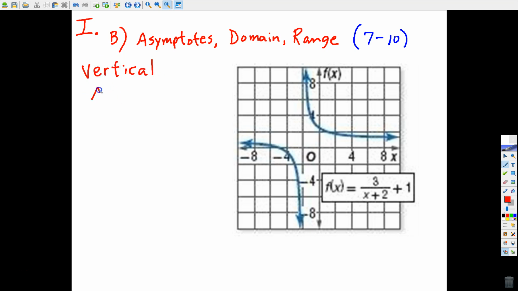We'll start with a vertical asymptote. Vertical lines always start with x equals. So Casey, can you tell us what the vertical asymptote would be in this case? X equals -2. Very good. There's also a horizontal asymptote. There'll always be one of each.